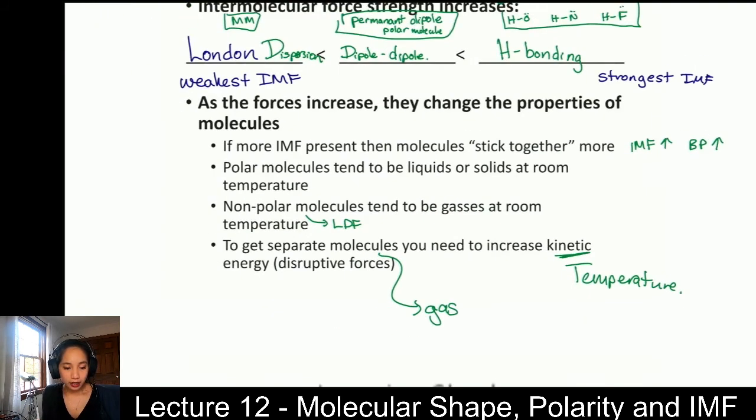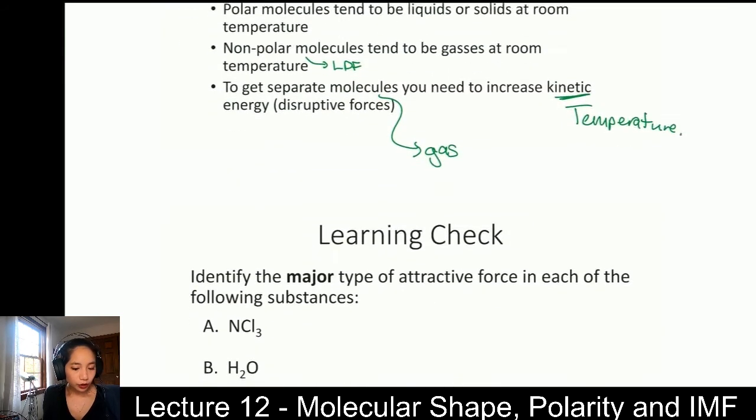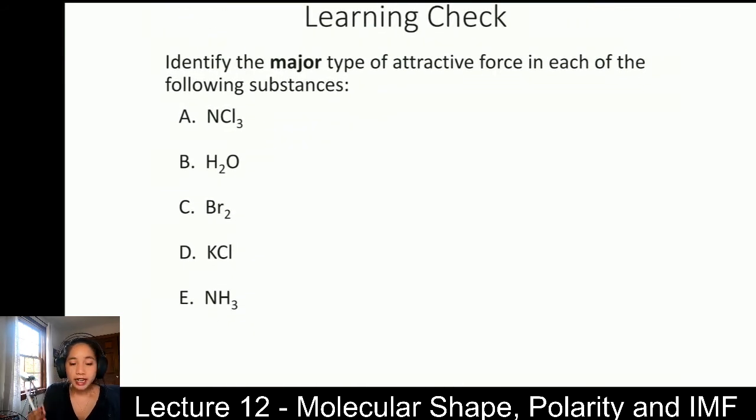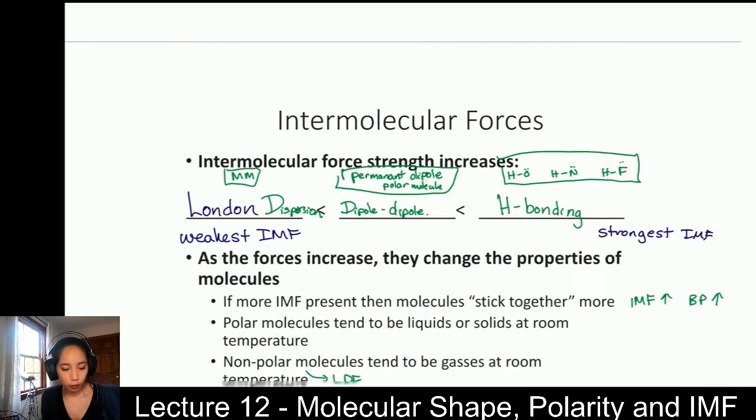All right, so that summarizes all the intermolecular forces that we'll talk about in this class. Let's review with a learning check. Let's identify the major or dominant type of attractive force in each of these substances. Everything will have London dispersion, and it's the weakest. If you have a sample that has London dispersion and dipole-dipole, it's always the strongest interaction that will be the most dominant. So if I have a sample with London dispersion, dipole-dipole, and hydrogen bonding, hydrogen bonding will be the most dominant intermolecular force.